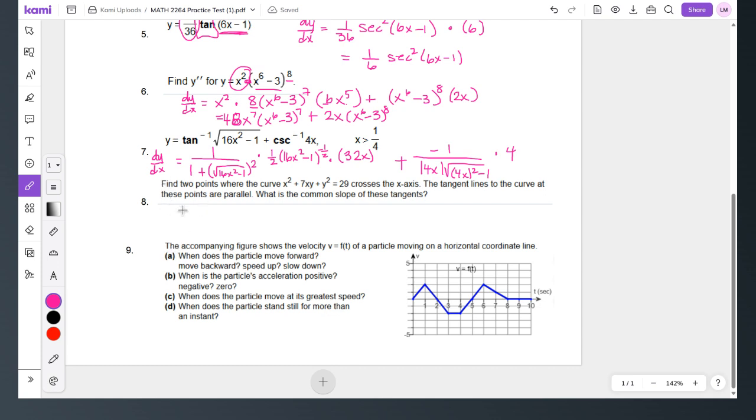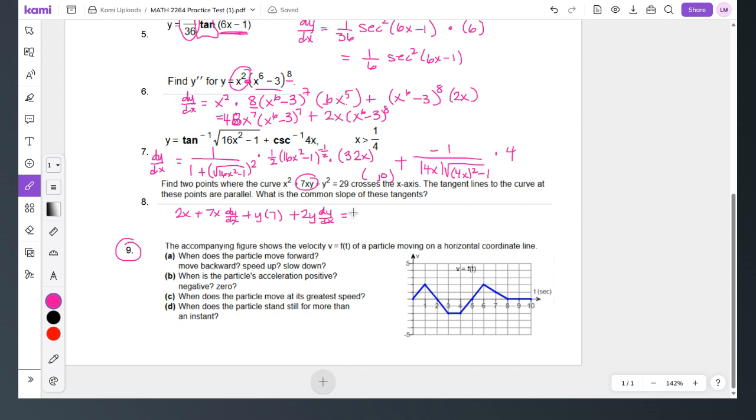Number 8, just super quick, and number 9 is on Canvas, so you can check that out. We talked about that quite a bit yesterday. So derivative, find 2 points where the curve crosses the x-axis, so that means I already know y is 0 at those points. Tangent lines to the curve at those points are parallel, so I'm looking for the slopes of those. So I take the derivative, so 2x plus 7x dy dx, so product rule here, plus second times derivative of the first, plus 2y dy dx.